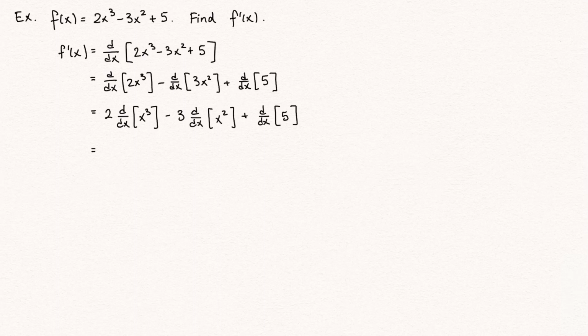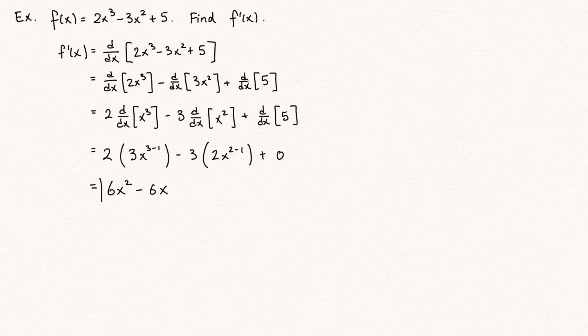So the first term will be 2 times, and the derivative of x cubed will be 3 times x to the 3 minus 1, minus 3 times, and the derivative of x squared will be 2 times x to the 2 minus 1, plus, and the derivative of 5, which is a constant, will be 0. And finally, simplify everything out, we get 6x squared minus 6x. And that will be our derivative.